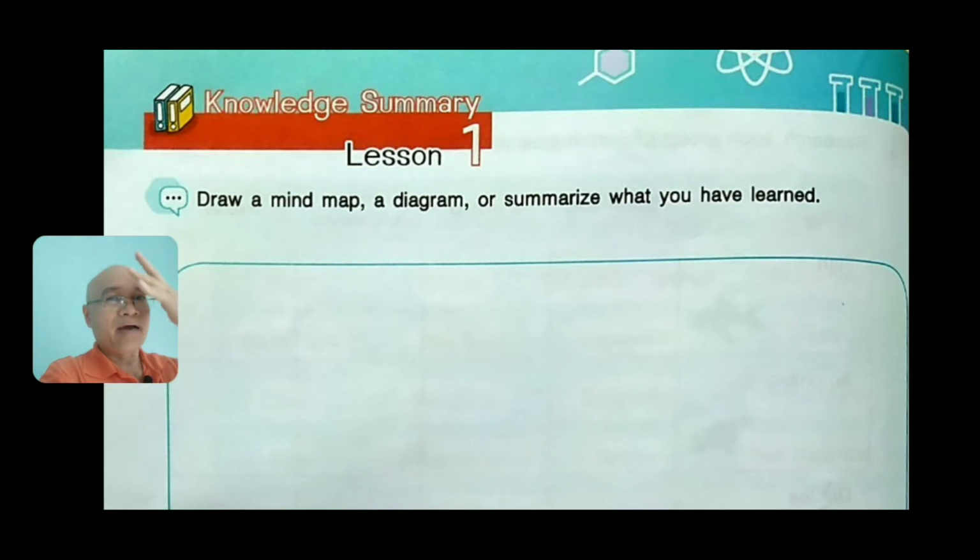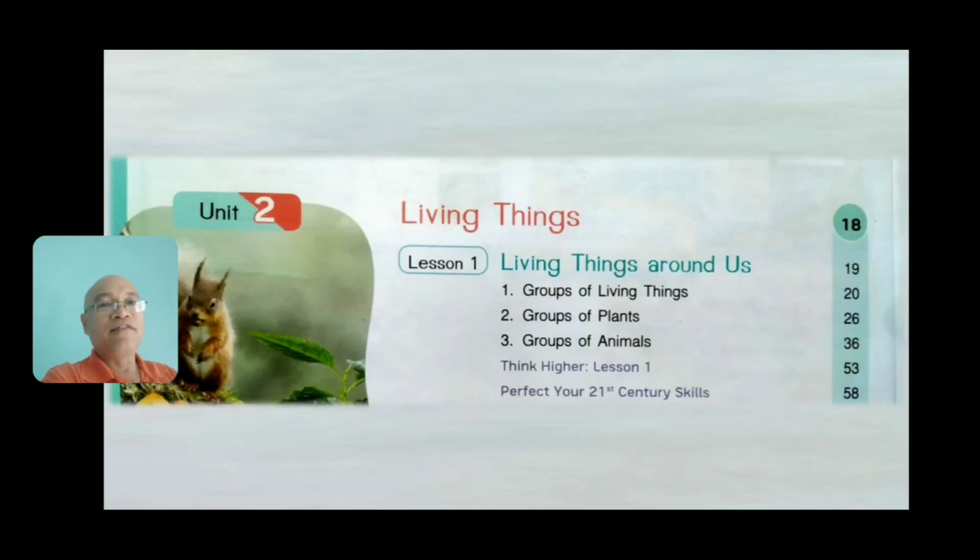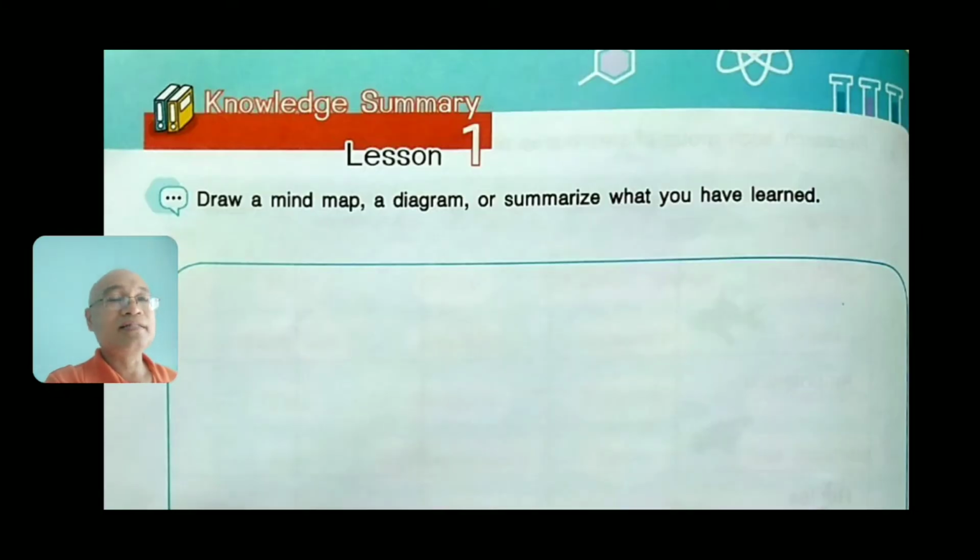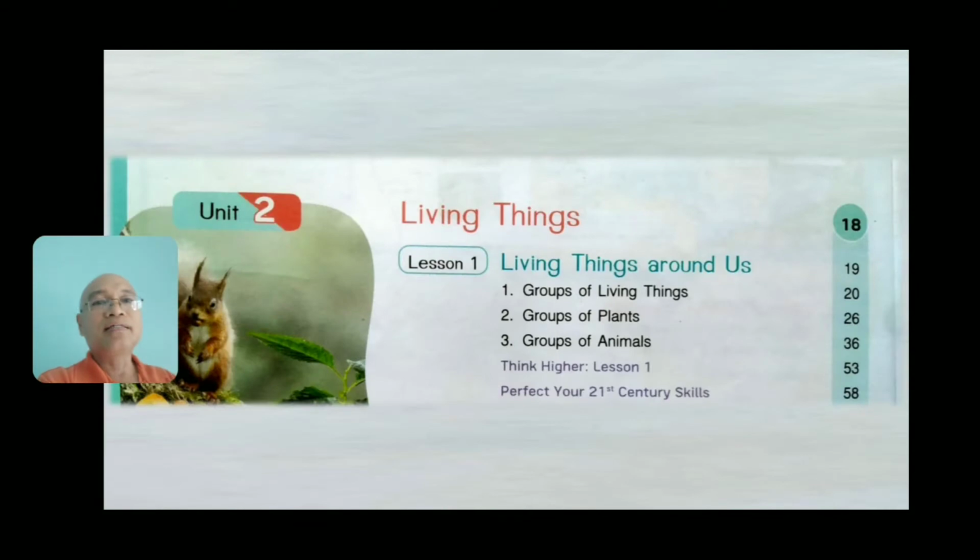Make a mind map. You did a mind map before, remember, in our study with the scientific method. Or you can do a diagram, or you can summarize the lesson that we got. For example, in here, 1, 2, 3, that is pages 19, 20, 26 to 36. Go over it, review it, and write them here as a summary or a mind map. It's up to you, but it can be any of the three: a mind map, a diagram, or a summary.